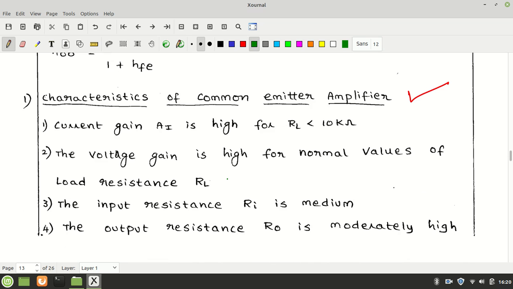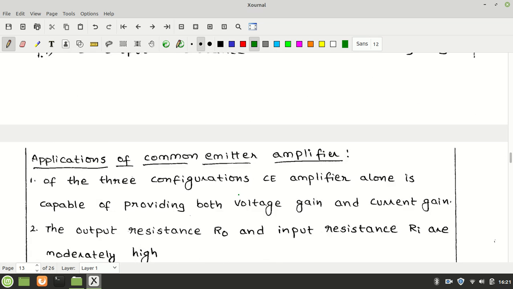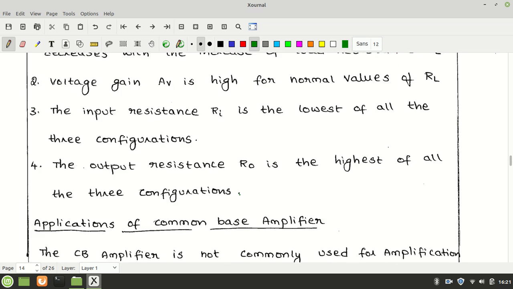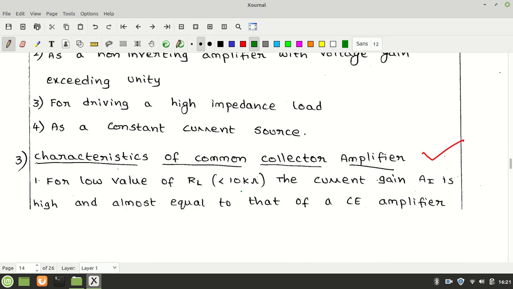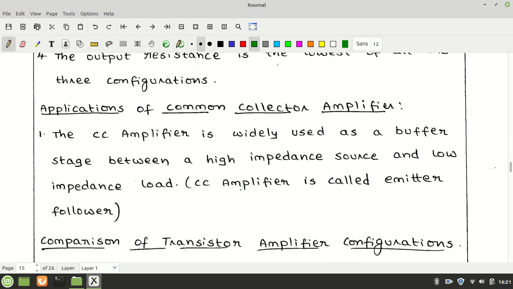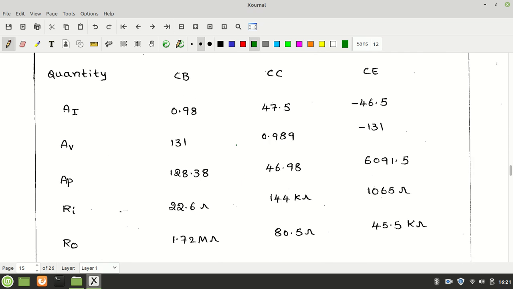The characteristics of all the common emitter, common base and common collector amplifiers are written here. You can just go through this, and these are very simple, which we have done here, calculating things. Those are summarized here, and you can see those terms are very familiar to you. Just go through this and you can understand very easily. And there are some applications of those common emitter, common collector or common base configurations, and comparisons are there.